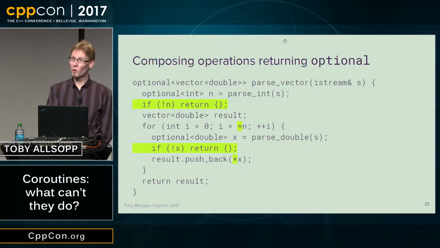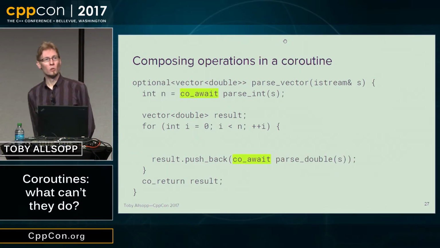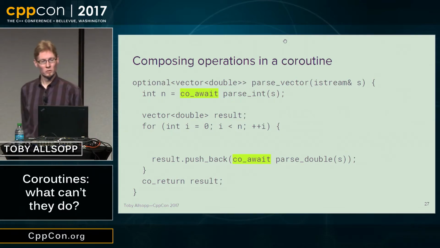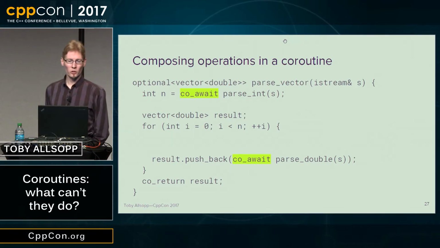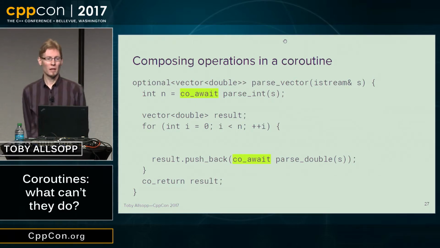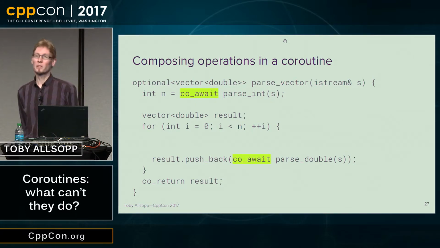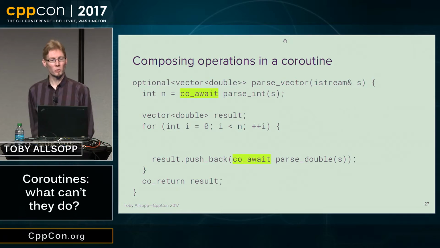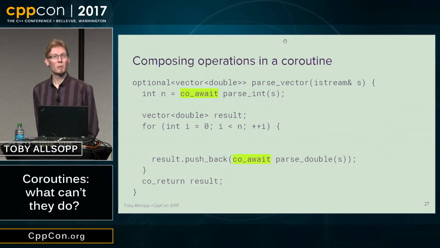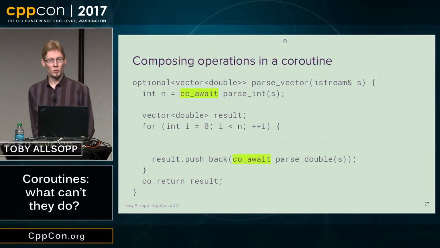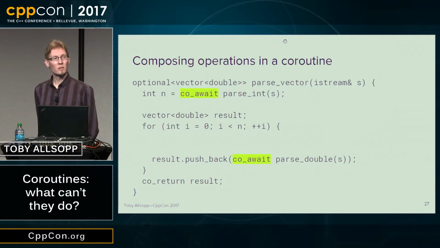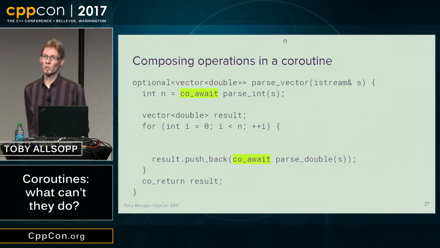So it is possible to write this as a coroutine and remove a lot of the boilerplate code. So you'll notice the ifs have gone and all the early returns have gone, but this actually works the same way as the previous one. So we've put co_await in the places where we want to unwrap an optional, and inside that, that can cause the coroutine to exit early and return an empty optional, or it can carry on.